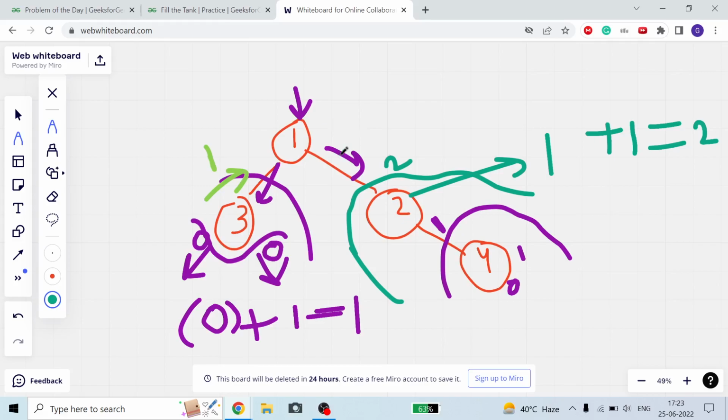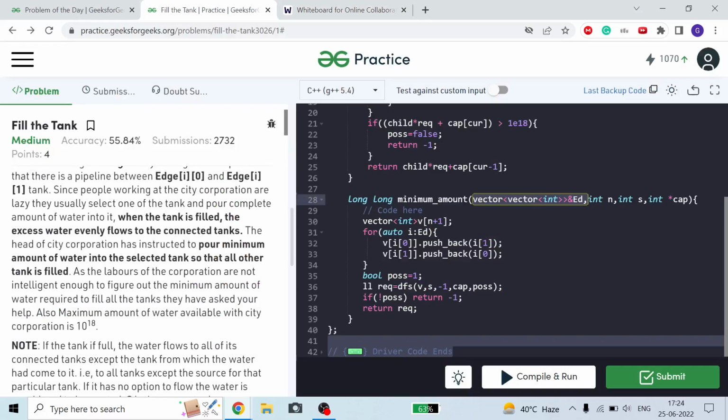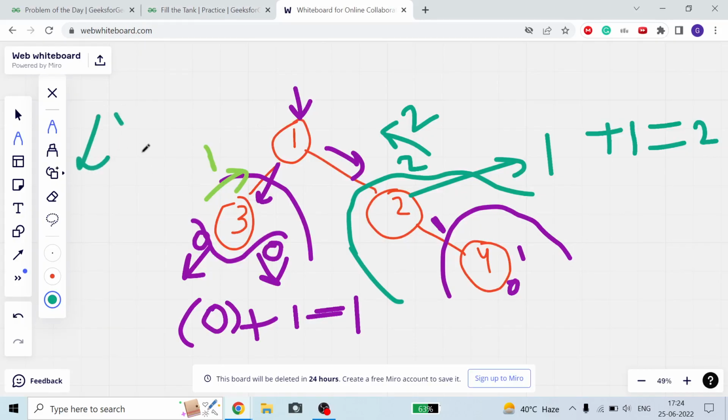2 and 4 are satisfied. Okay, this is 2. So it gives 2 units of water and I am completely satisfied. Now one will say, because it has to distribute water evenly, where is evenly? Yes, this is an even flow. Evenly means the equal amount of water will flow from the left and right side.